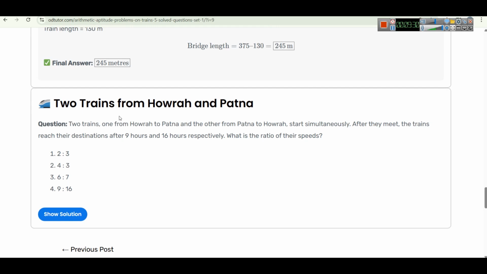Now, two trains from Howrah and Patna. So two trains, one is running from Howrah and one is running from Patna. One is going from Howrah to Patna and the other is going from Patna to Howrah. They start simultaneously. After they meet, the trains reach their destinations after 9 hours and 16 hours respectively.